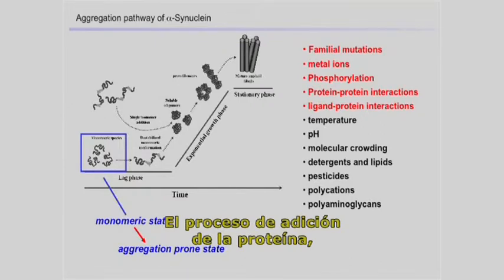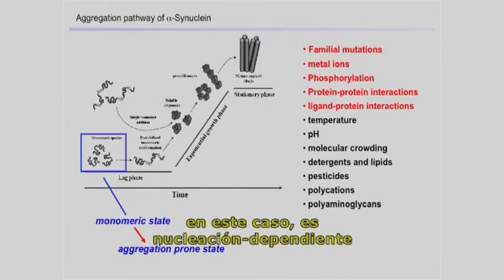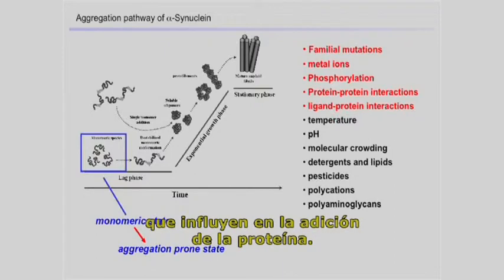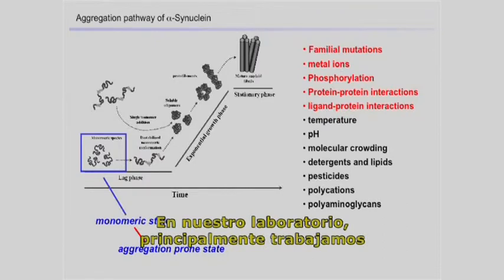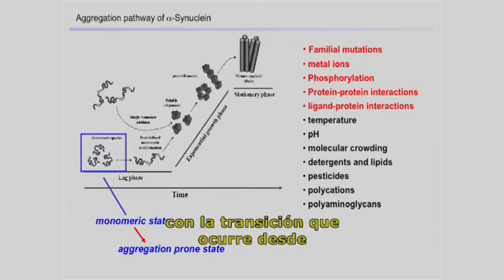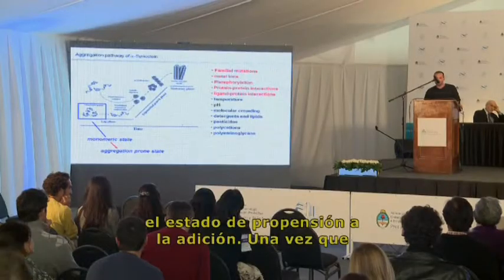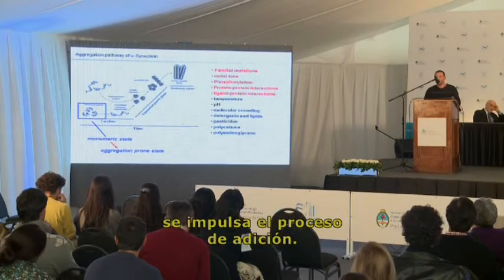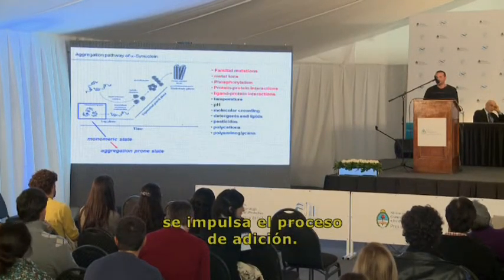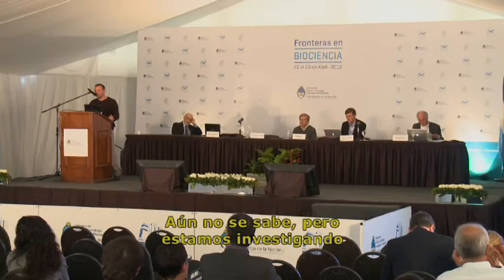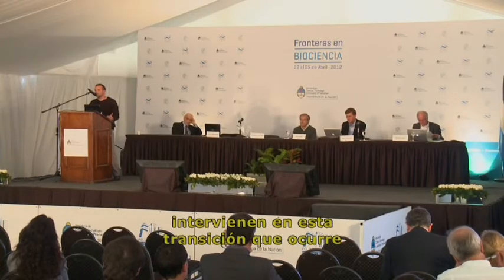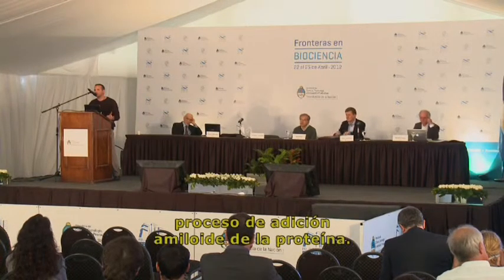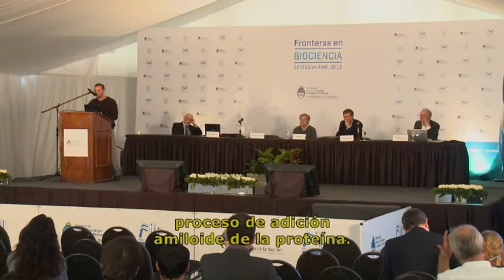The aggregation process of the protein is nucleation dependent. You can see here there are several factors and effectors that influence the aggregation of the protein, and in our lab we mainly work on the transition that takes place from the monomer state of the protein towards the aggregation-prone state. Once this structural transition takes place, the aggregation process is triggered and you cannot stop it. So we try to understand which are the structural factors involved in this transition that takes place at the very early stage of the amyloid aggregation process of the protein.